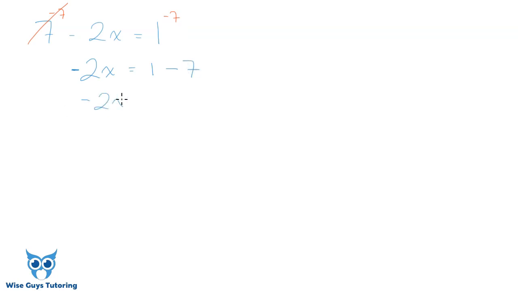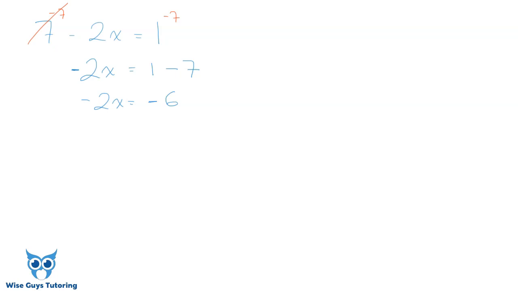So if you know your negative numbers, you take the difference between them, which is 6, and take the sign of the bigger number, which is negative 7. So we're going to make it negative 6. Okay? And again, we're now at a one-step operation.